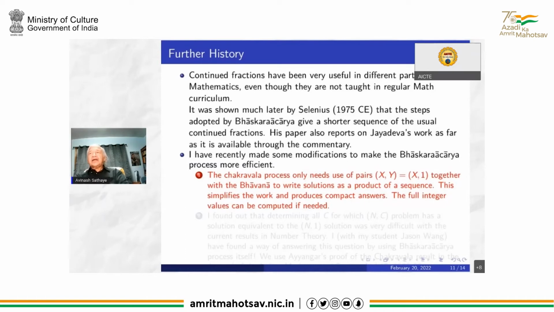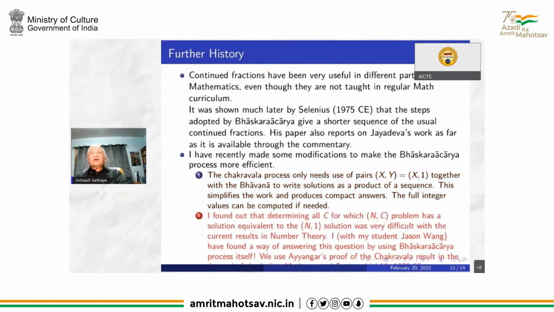So we write our answer as a sequence, and if you want the final integer value, you can calculate it. Now, I found out that determining all C for which the (n, C) problem has a solution is equivalent to the (n, 1) solution, that means our Chakravala solution, with the current results in number theory. However, the number theory solutions are rather complicated.